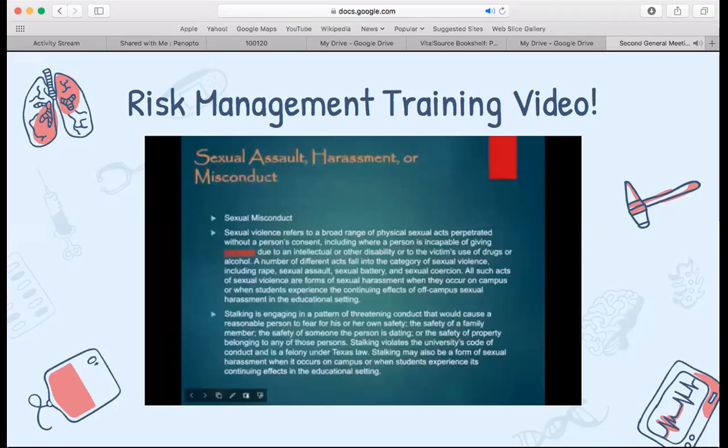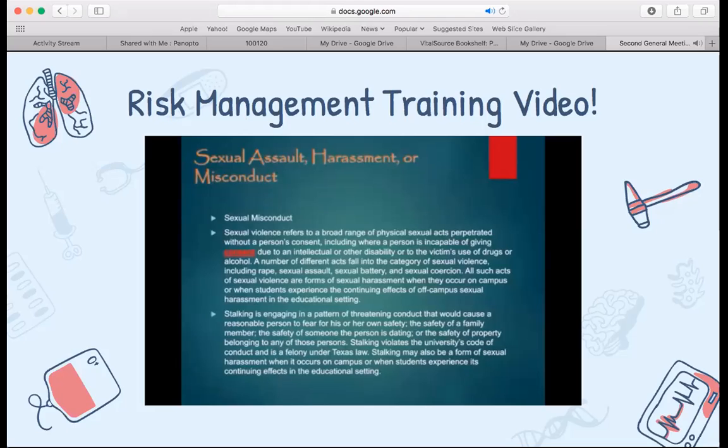Sexual assault, harassment, or misconduct. In all this, consent is key. Anything that happens sexually without a person's consent, whether it's at the beginning, the middle, or the end, or if you change your mind, is where you need to speak up. If something happens regardless of that, then that is definitely sexual assault, harassment, or misconduct.